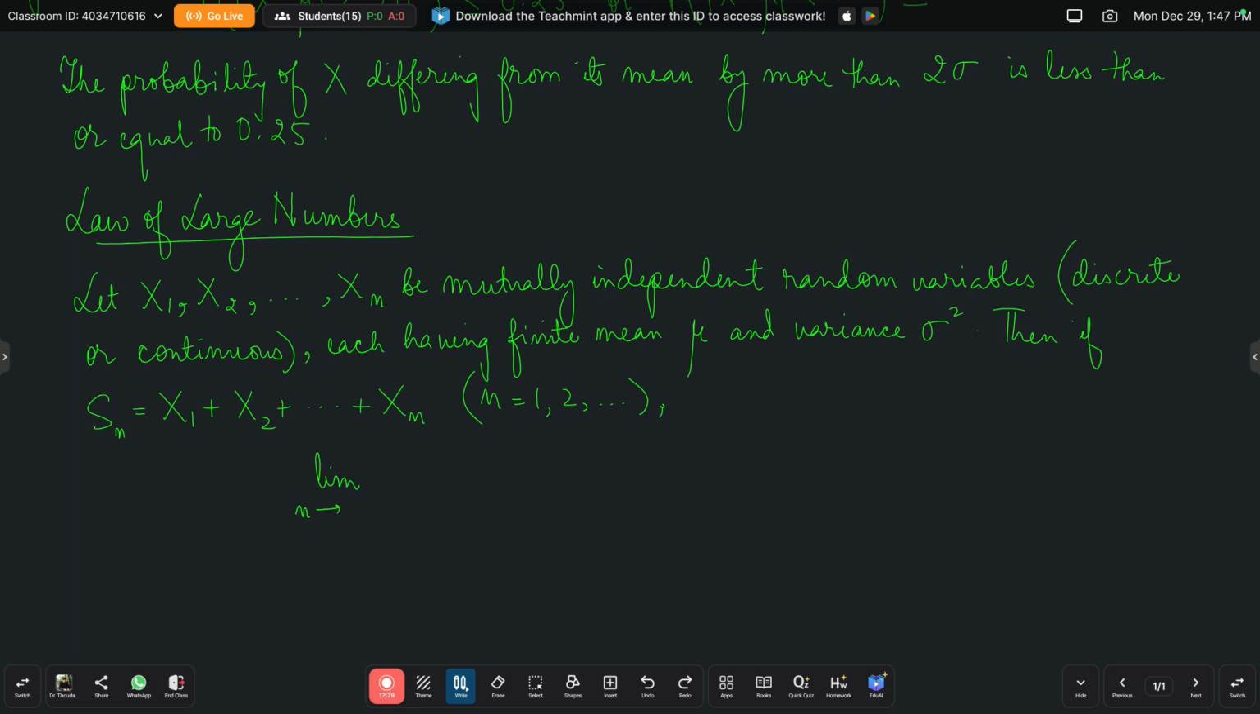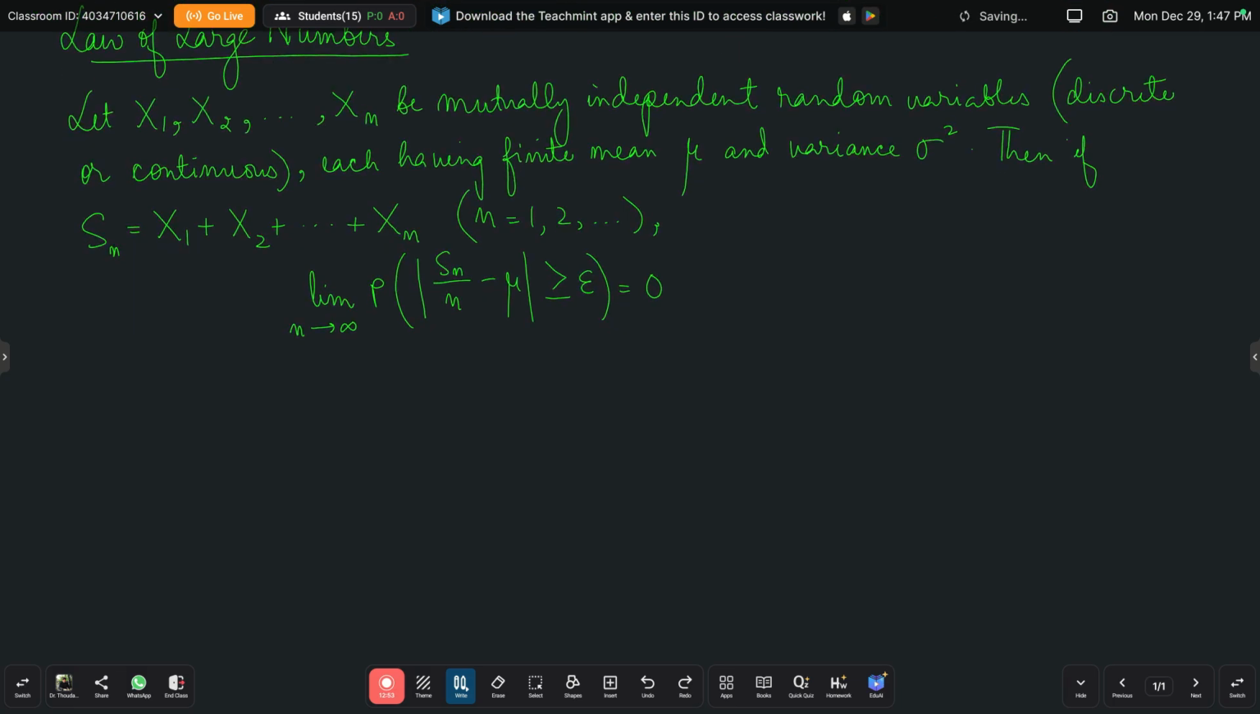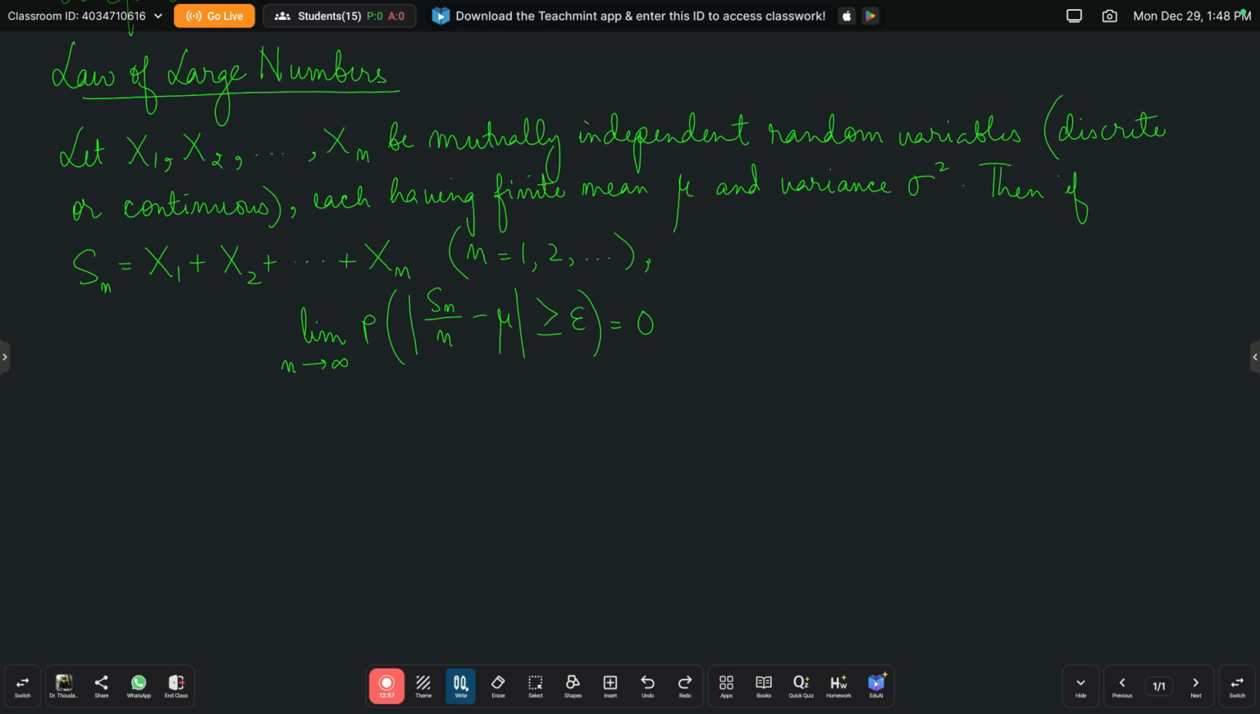in the limit n tends to infinity, the probability of Sn divided by n minus mu being greater than or equal to epsilon, some positive number, is equal to 0. Since Sn by n is the arithmetic mean, the sum divided by n of x1 to xn.